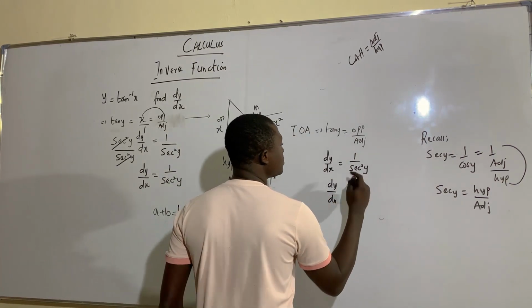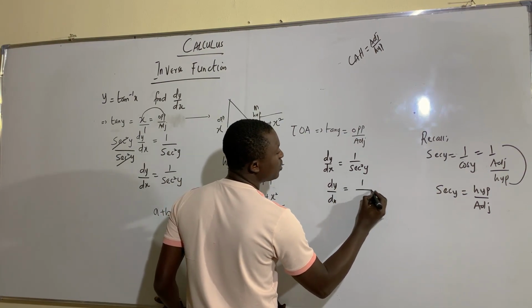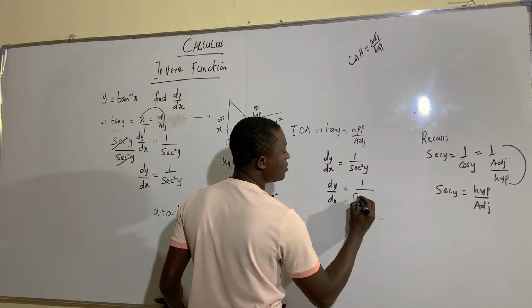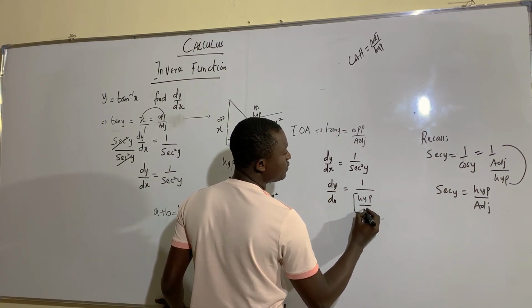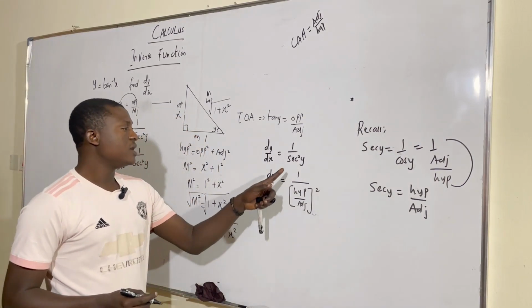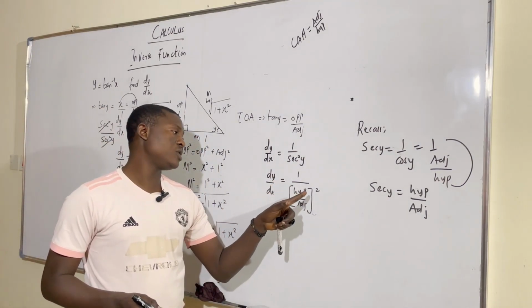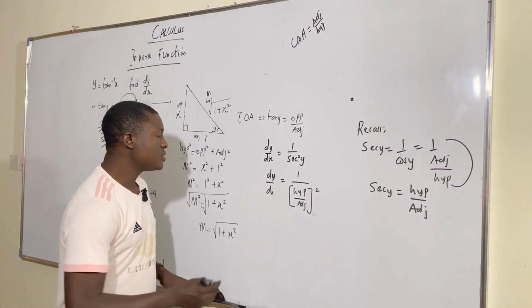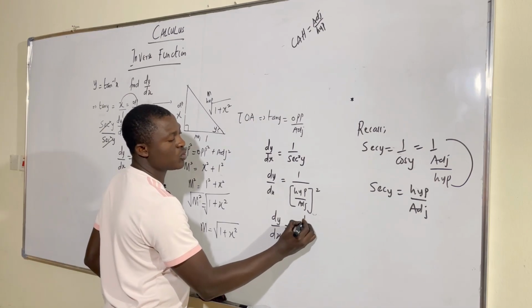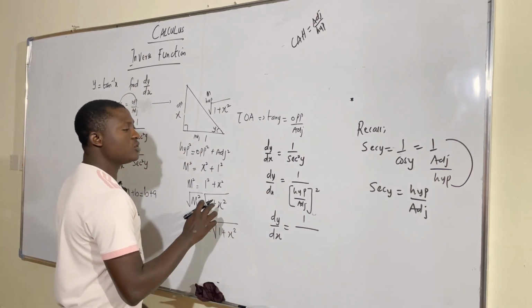So now let's go back here. We have 1 all over sec. This is my sec now, so sec is nothing but hypotenuse over adjacent, squared. You can see the reason why I put the square: in the expression we have here, there is a square, so we don't ignore it, we put the square there. So here we have dy/dx is equal to 1 all over. So let's go back here. What do we get for the hypotenuse?